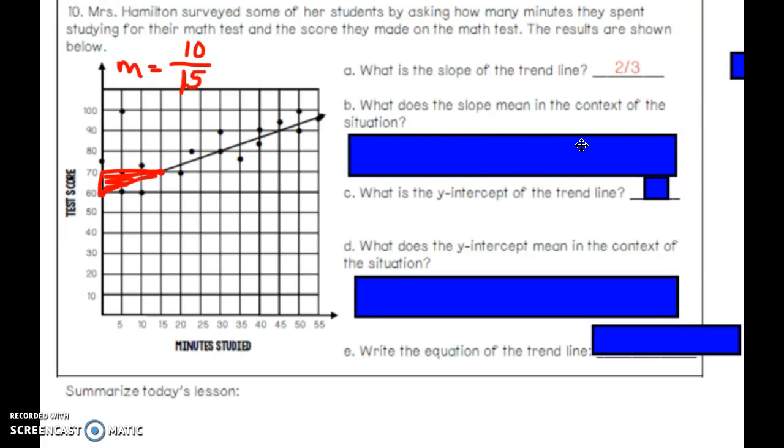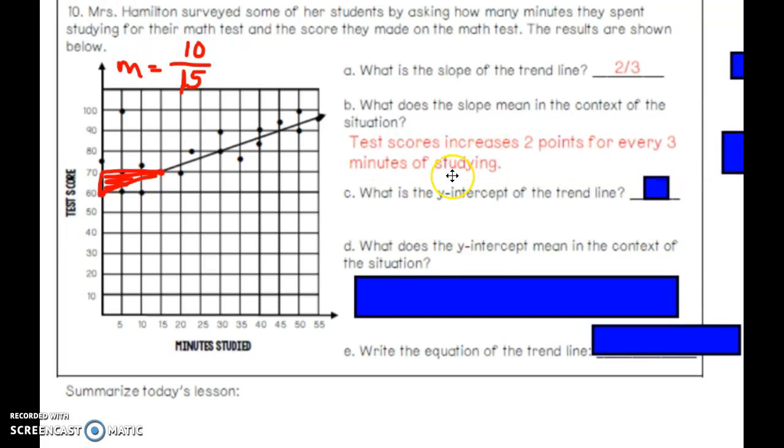Part B, what does the slope mean? Well, if you use the labels in the equation, we have test scores that are increasing 2 points for every 3 minutes. And if you didn't reduce your slope, you would say the test scores increased 10 points every 15 minutes of studying time.